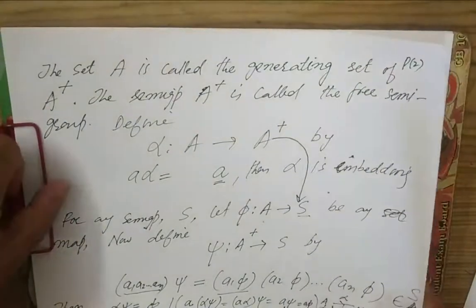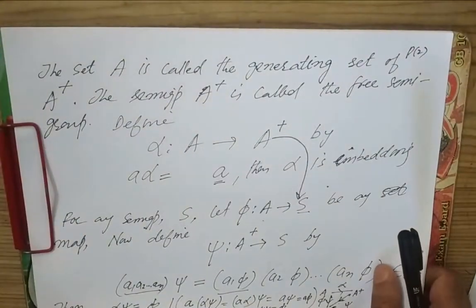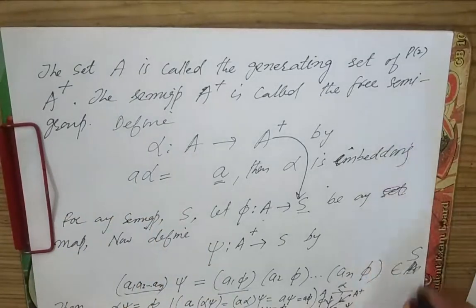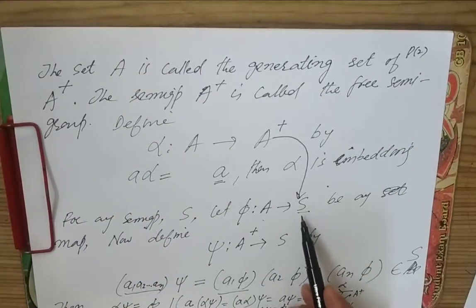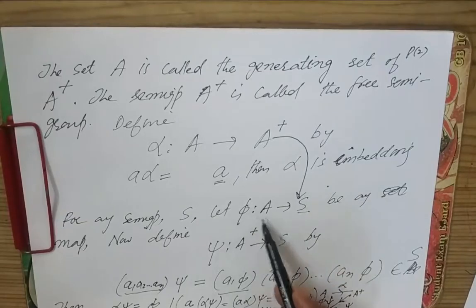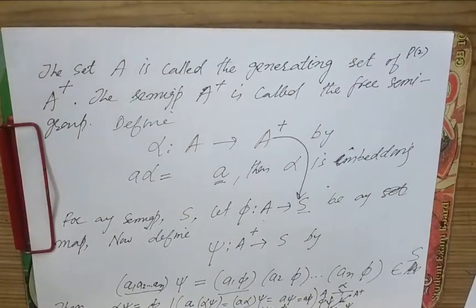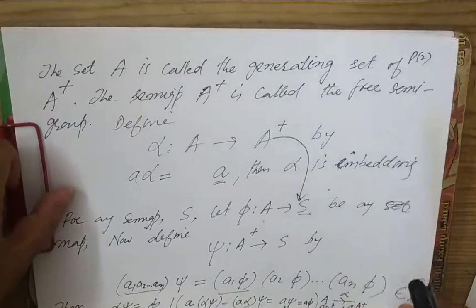Okay, so that's the definition of a free semigroup, and this is the property. This we call the universal property of free semigroup. For any other semigroup S, if we have a map phi from A to S, then we can find a map from A plus to S.